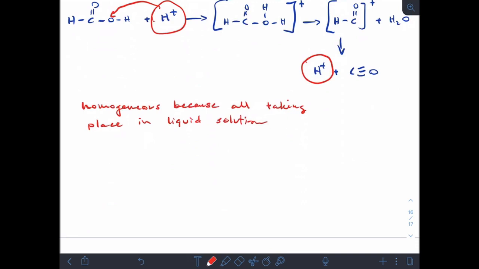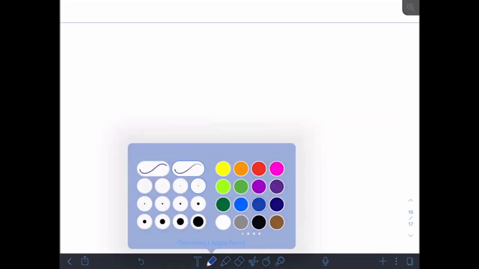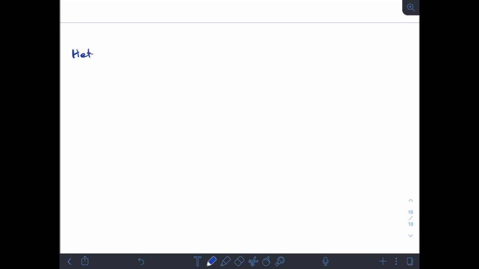Okay, so let's talk about how heterogeneous catalysis works. Heterogeneous catalysis may sound a little bit bizarre, but in reality, all of the cars that we drive utilize heterogeneous catalysis in their exhaust systems. Okay, so heterogeneous catalysis happens at a surface.